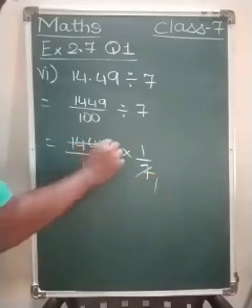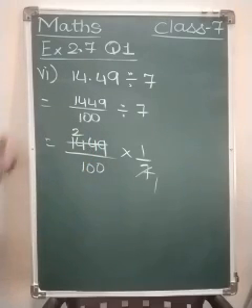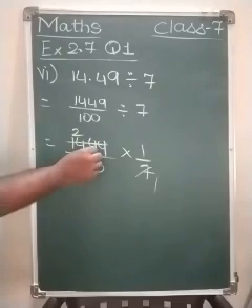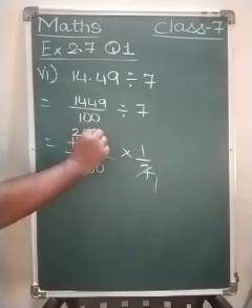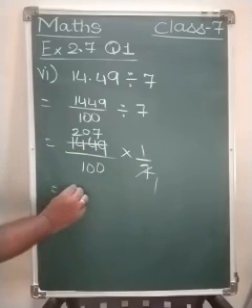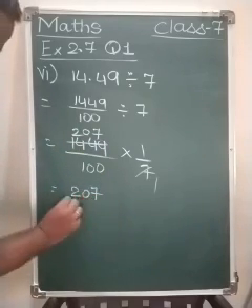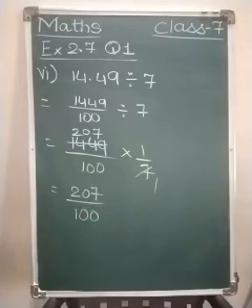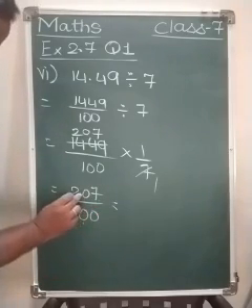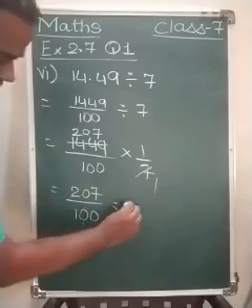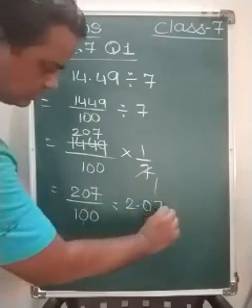7 ones are 7, 7 twos are 14, remainder is 0 now. We take down 4, 4 is not divisible, so we give a 0, and 7 sevens are 49. So this equals to 207 upon 100. 3 digits. So the decimal point goes after 2 places, 2.07. So the answer would be 2.07.